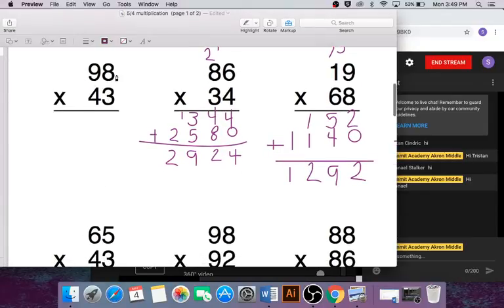Our next one, we have 98 times 43. So we're going to do 3 times 8, which is 24. So we put down our 4. We're going to carry the 2. 3 times 9 is 27, plus 2 is 29.